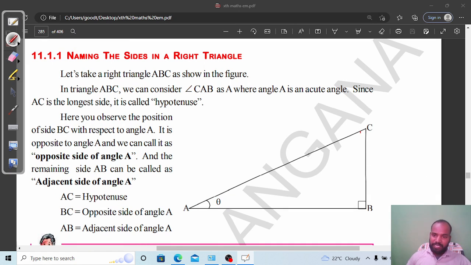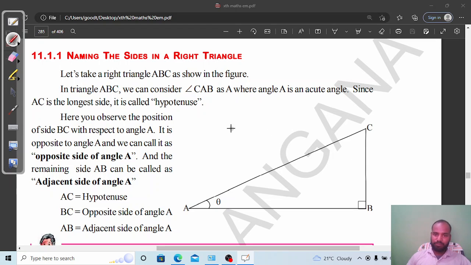Now with reference to the angle C, what is opposite? Your opposite side with respect to the angle C is AB. With respect to the angle C, what is adjacent? BC is your adjacent. Don't forget, this is very important. Why? Because you may confuse with this, but you are not going to confuse here. So I am explaining very clearly.